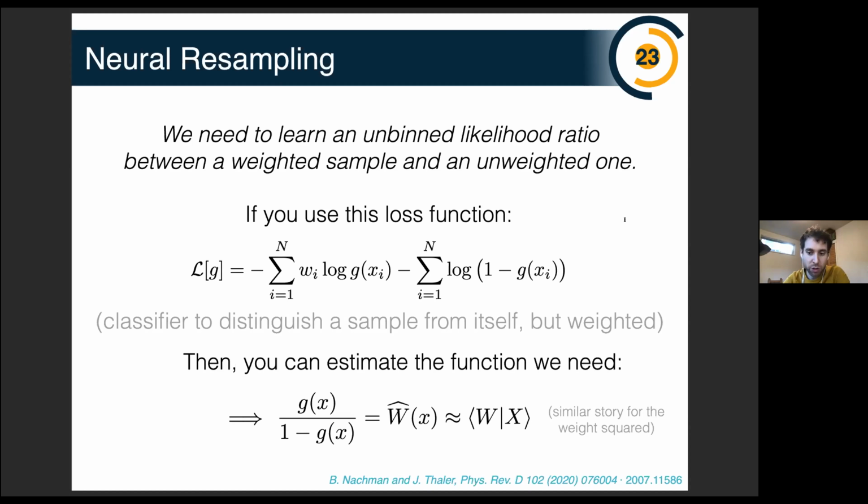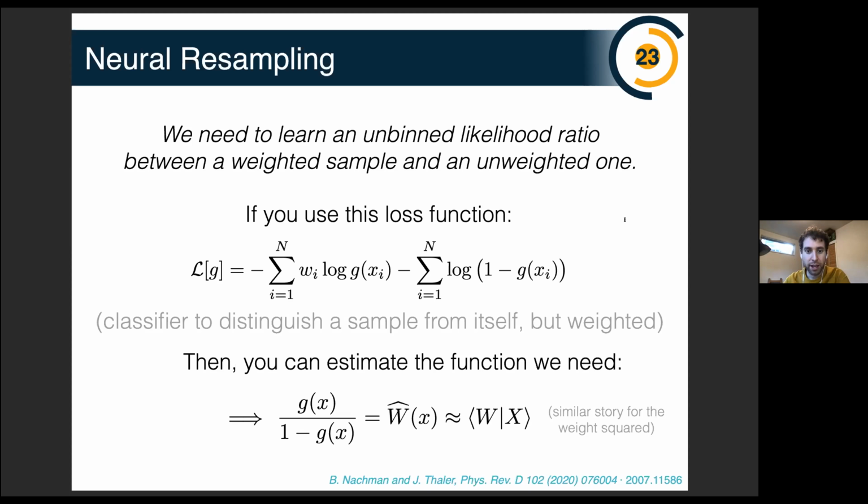And the same story goes through if you want to learn the weight squared. In the examples I'm going to show below, all the weights are plus or minus 1, and so in that case, the average value of the weight squared is no different from the average value of W. But you can in principle apply this same procedure if the distribution of weights is non-trivial, not just two values that are plus or minus.